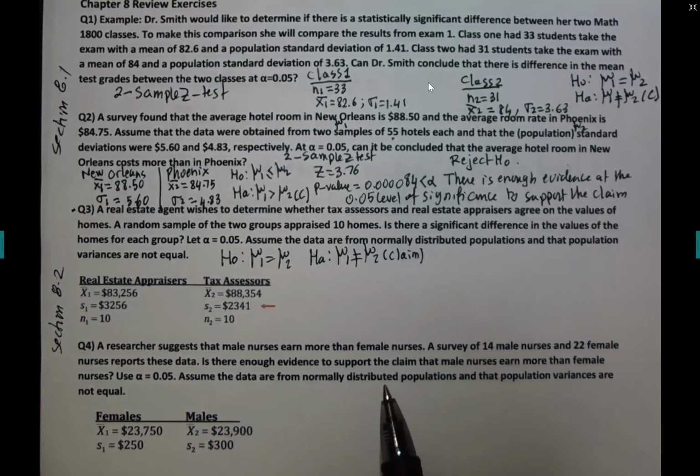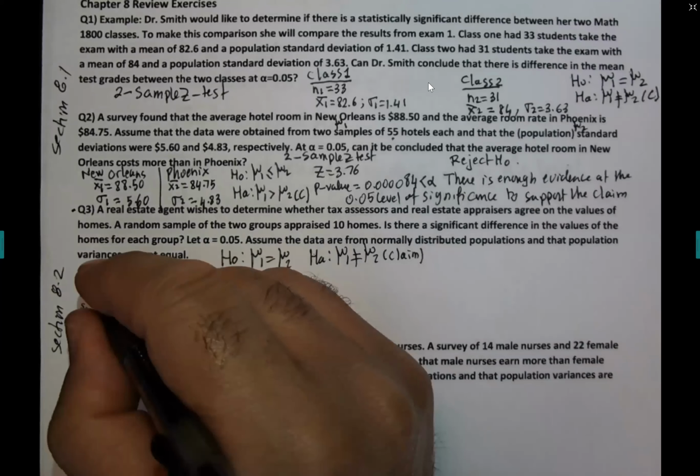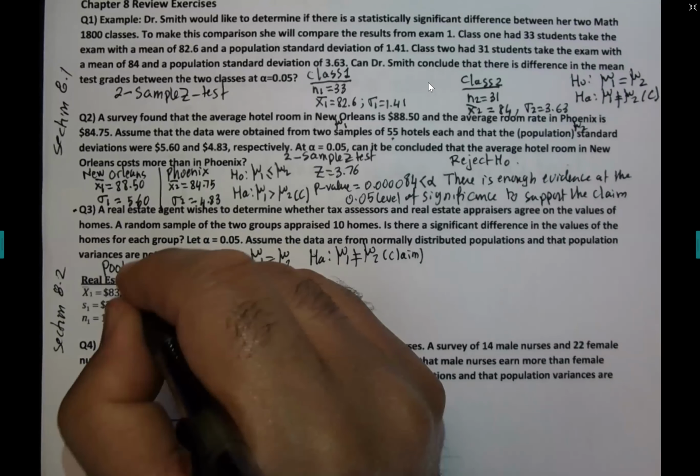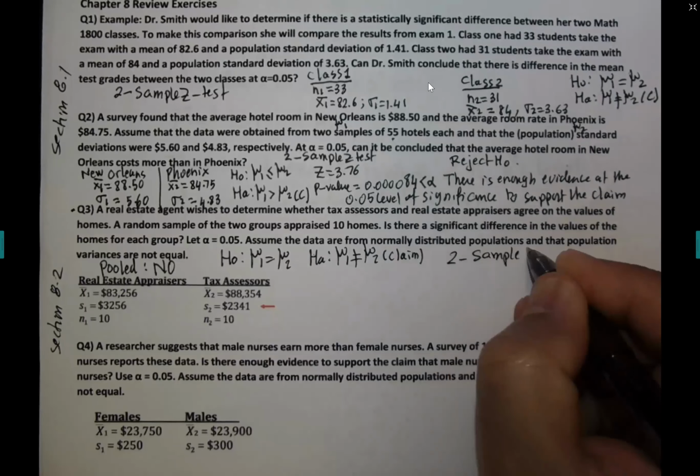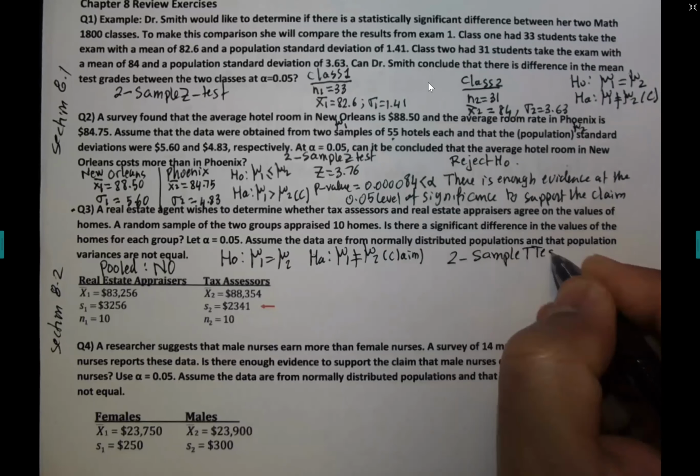Assume that data are from normally distributed population, the population variances are not equal. When he says population variances are not equal, guys, he's telling you when you select your calculator, pooled is gonna be no, because it says not equal here. It is a two-sample t-test. This is a hint for you to know it's a two-sample t-test, because he says population variances are equal or not equal. Once he makes this statement, it's a t-test. So we'll be using a two-sample t-test. Okay, let's run the t-test together.